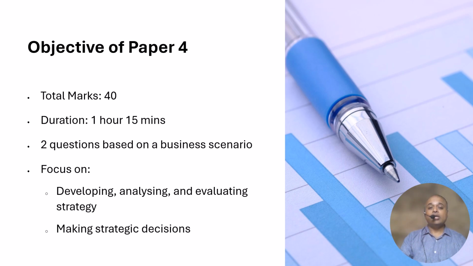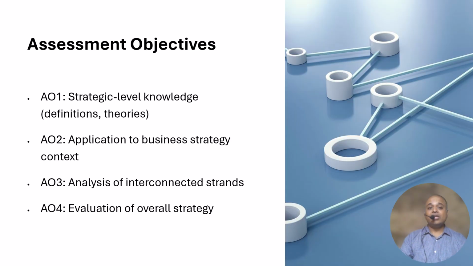So, in short, if Paper 3 was about operations and decisions at a departmental level, Paper 4 is all about seeing the bigger picture, the long-term game plan of a business. Stick around because we are going to unpack exactly how to tackle each question, manage your time, and structure those A star level answers.